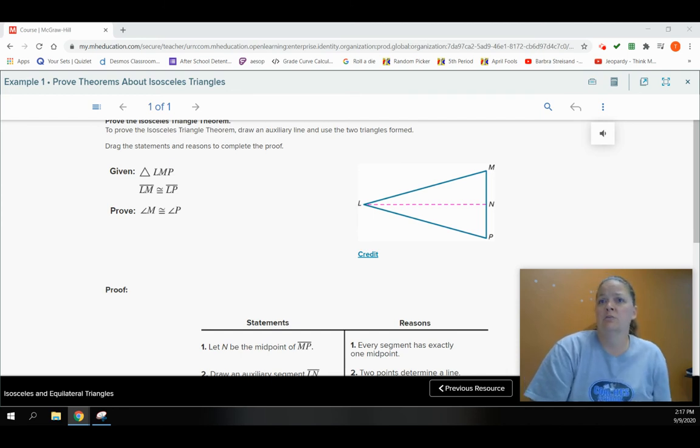The main thing to remember with this theorem here is that the base angles are congruent in an isosceles triangle.